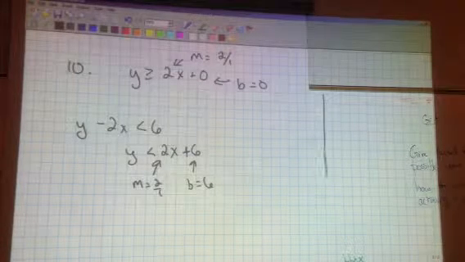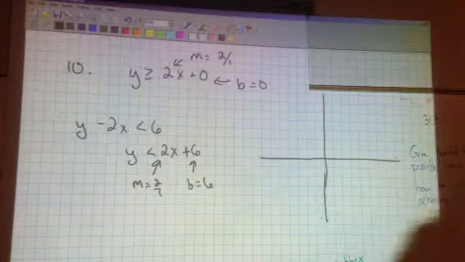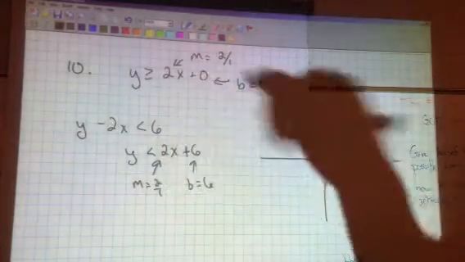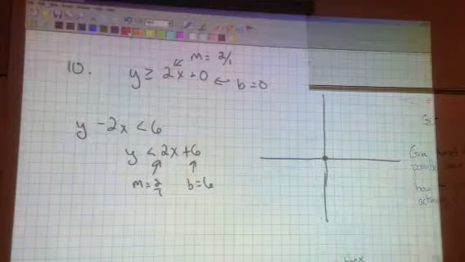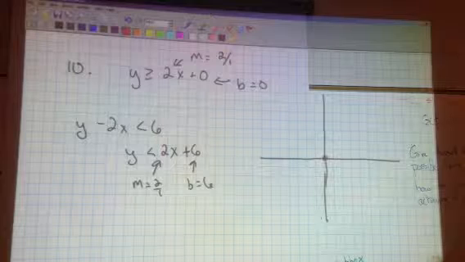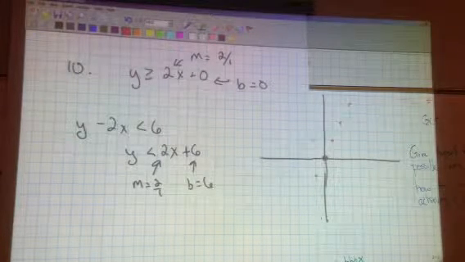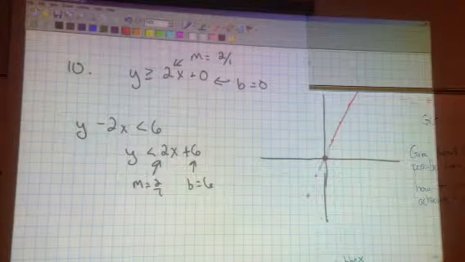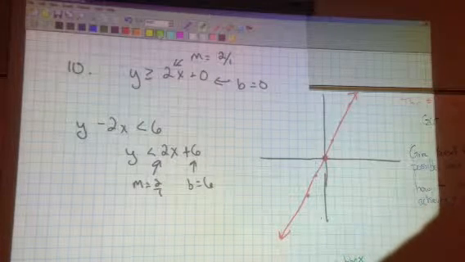And then I'm going to graph this. So I'll graph the first inequality. My y-intercept is 0, so it's right there at the origin. And then I'm going to do a slope of up 2 over 1, up 2 over 1, and go down 2, back 1, down 2, back 1. It's a solid line because it can equal y. It's going to shade above because it's greater than.